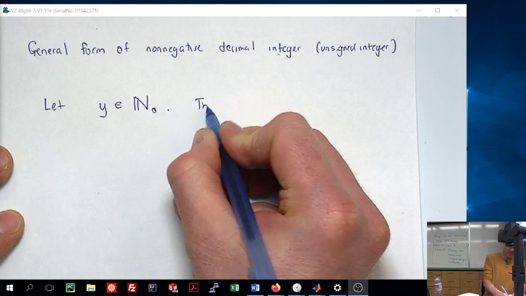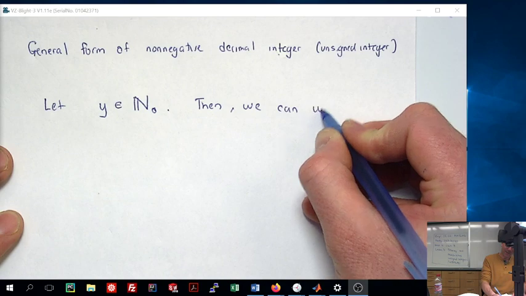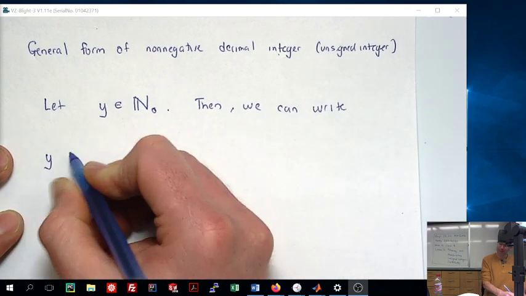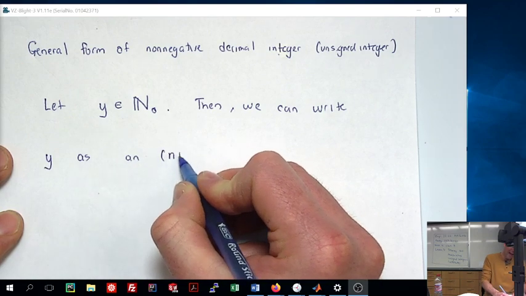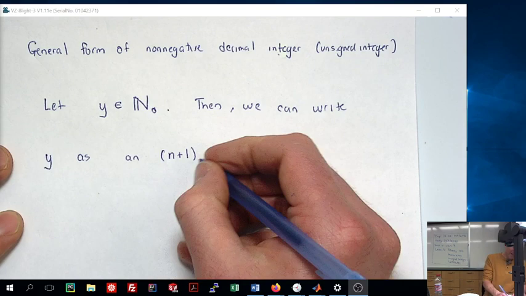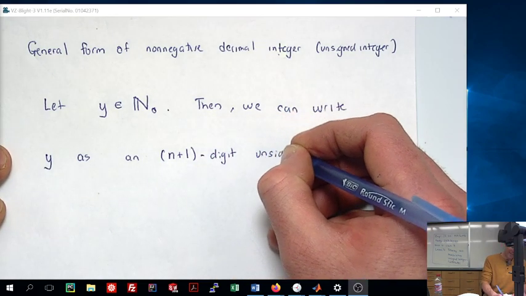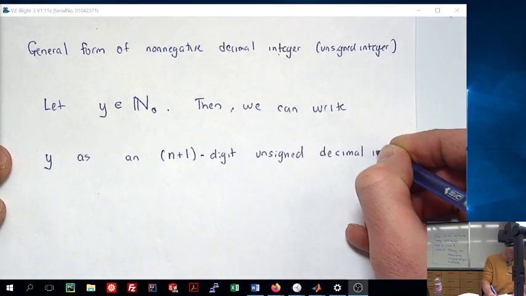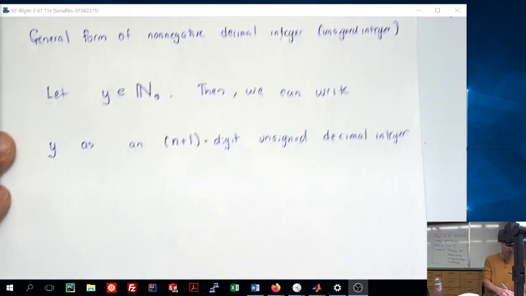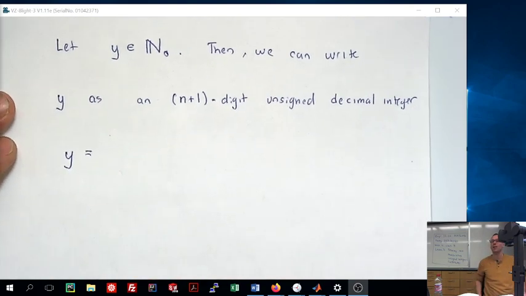Then we can write y as, and this is going to be kind of interesting, n plus 1 digit unsigned decimal integer. Each of these are very important. Okay, so go ahead and tell me what that n plus 1 digit decimal integer should be.